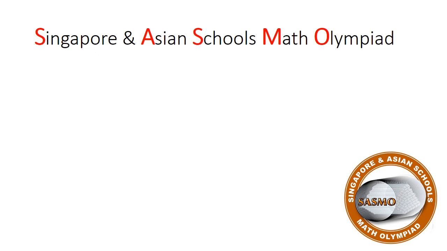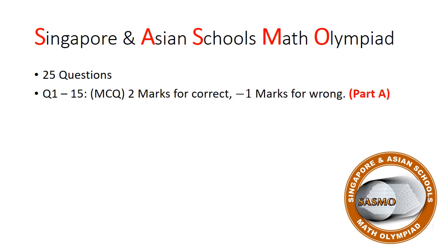SASMO stands for the Singapore and Asian Schools Math Olympiad. All in all, there are 25 questions in total. The first 15 questions are multiple choice questions. You get 2 marks for each correct answer, but you lose 1 mark for any wrong answers. Leaving a question blank earns you no marks.